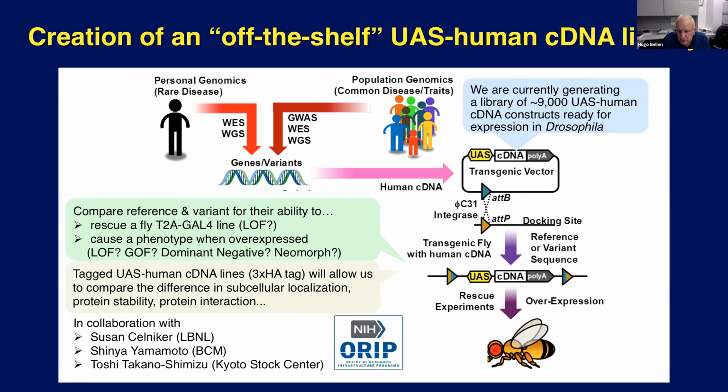We're about halfway through this project. We've generated about 5,000 or 6,000 UAS human cDNAs, and we've made transgenes for about 4,000 of them so far.